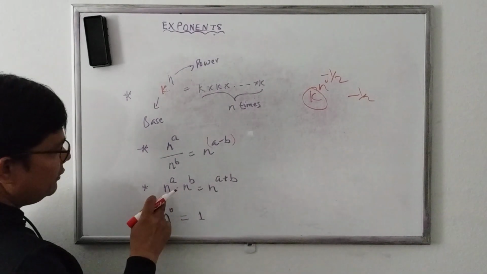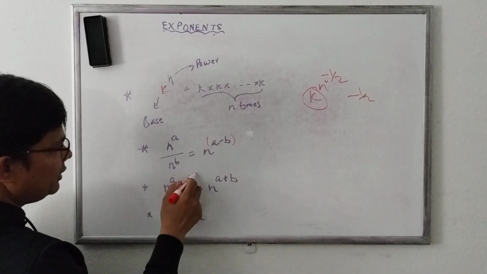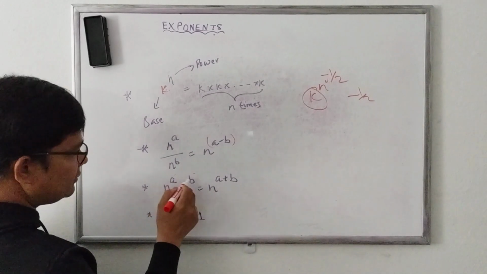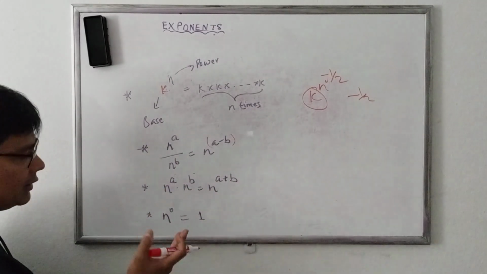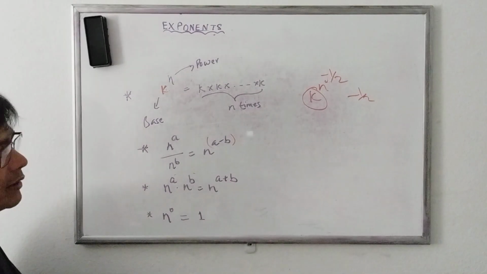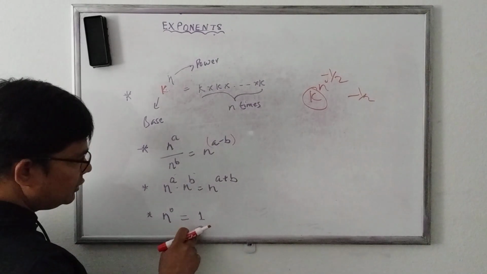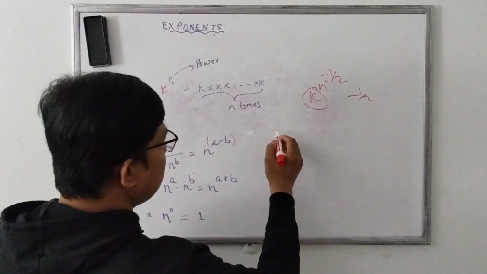Similarly here, if you have a number with powers a and b multiplied, what you have to do is take the sum of the exponents. Another case is when you have power 0 on any number. It can be any number. So n power 0 is 1. Now we are going to learn why n power 0 is 1.